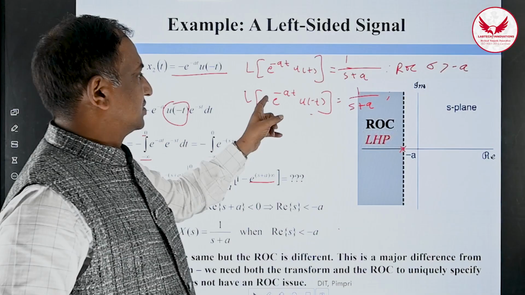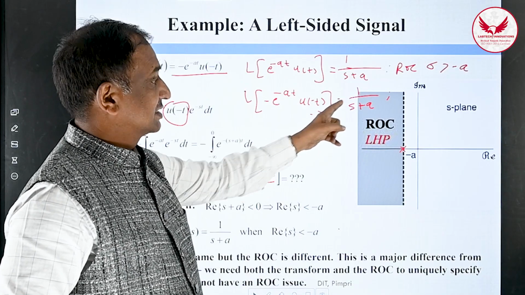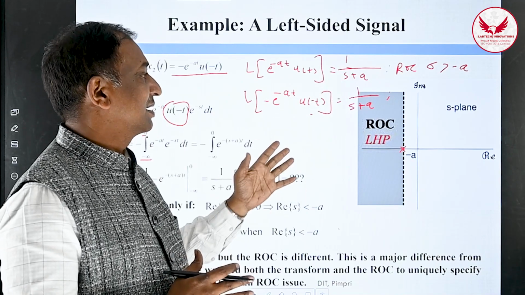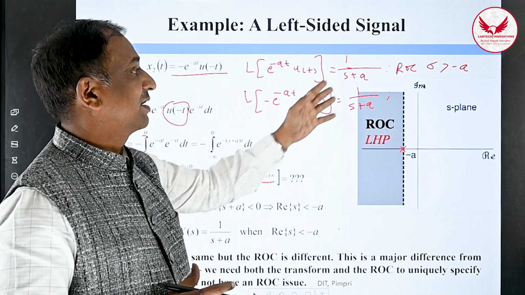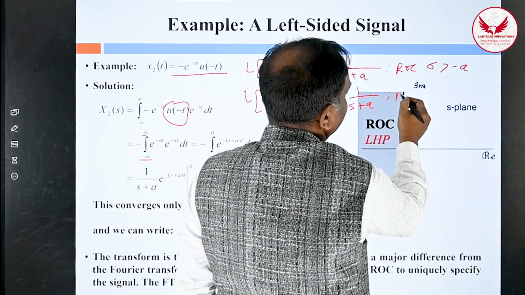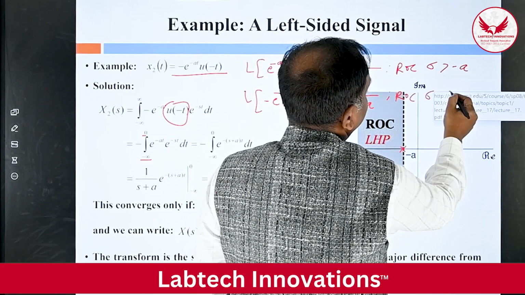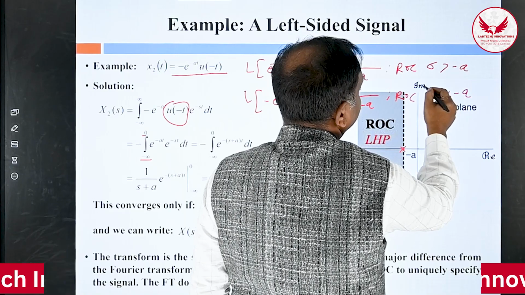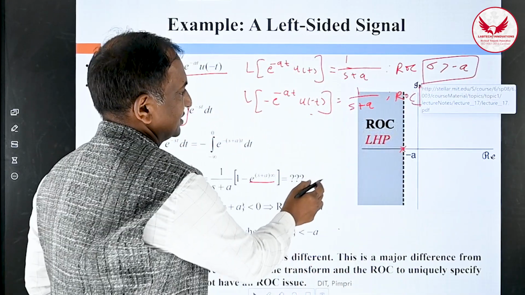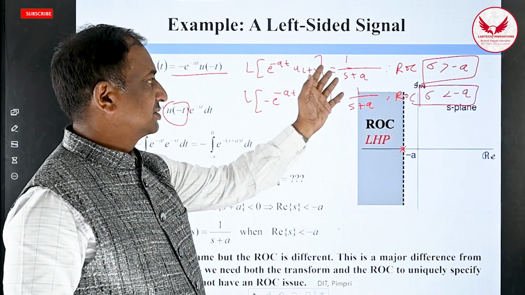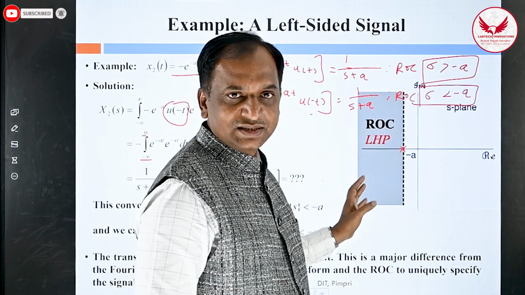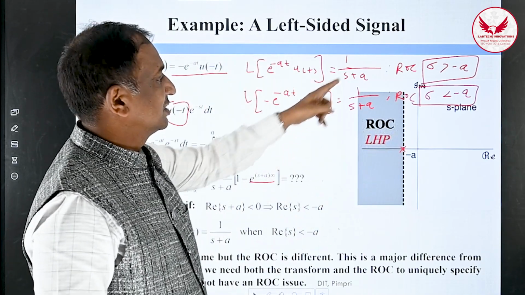So for minus e raised to minus at u of minus t, its Laplace transform is also the same. If the Laplace transform is the same, you cannot distinguish. So the main important factor is the ROC. Here the ROC is sigma greater than minus a, and here the ROC is sigma less than minus a. So this is the main important difference between the Laplace transforms of the two signals: the ROC. If the ROC is greater than minus a, it is right-sided. If the ROC is less than minus a, it is a left-sided signal.